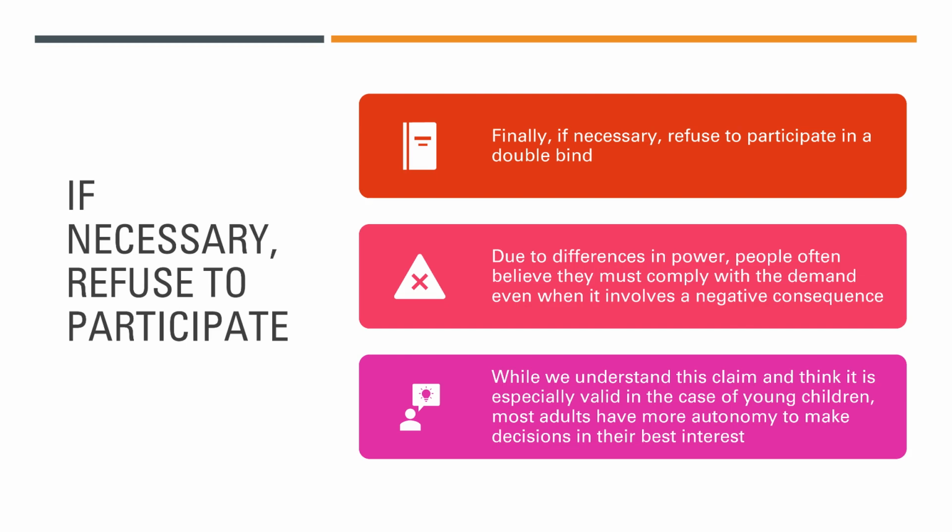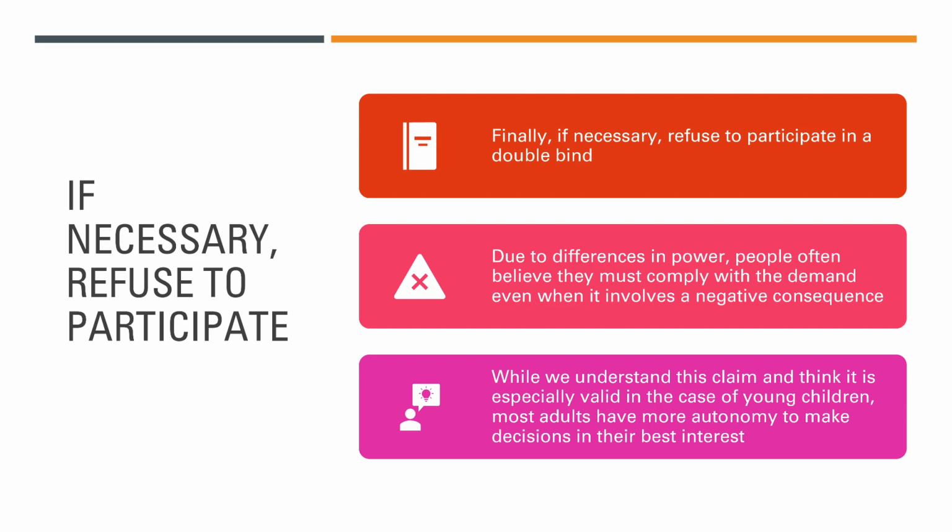If necessary, refuse to participate. Finally, if necessary, refuse to participate in a double bind. Due to differences in power, people often believe they must comply with a demand even when it involves a negative consequence. While we understand this claim and think it is especially valid in the case of young children, most adults have more autonomy to make decisions in their best interest.